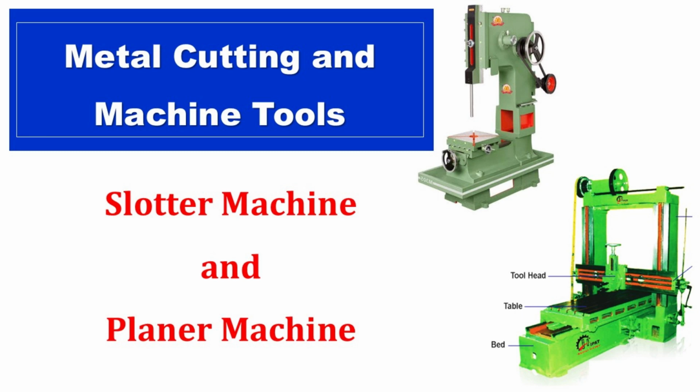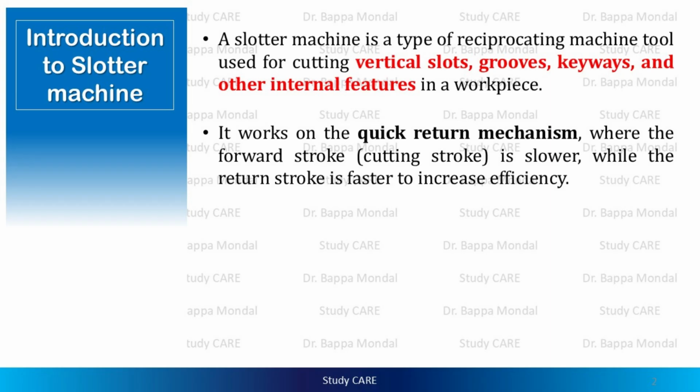In this video, we will discuss the slotter machine and the planer machine. A slotter machine is a type of reciprocating machine tool used for cutting vertical slots, grooves, keyways, and other internal features in a workpiece. It works on the quick return mechanism, where the forward stroke, the cutting stroke, is slower, while the return stroke is faster to increase efficiency.